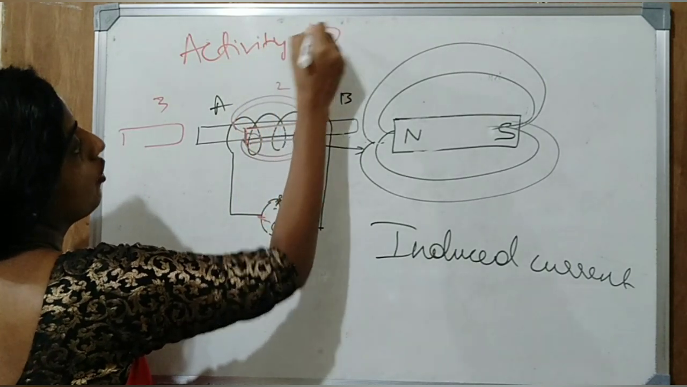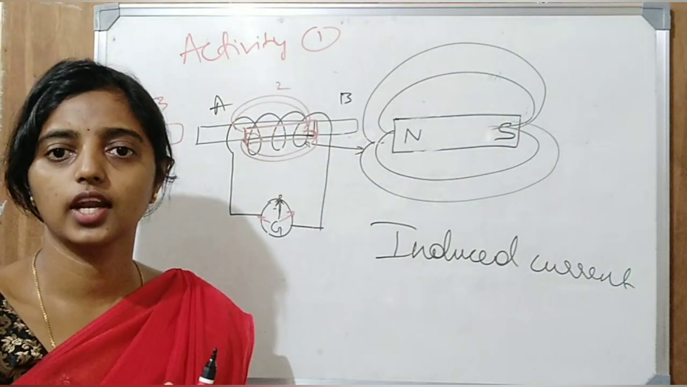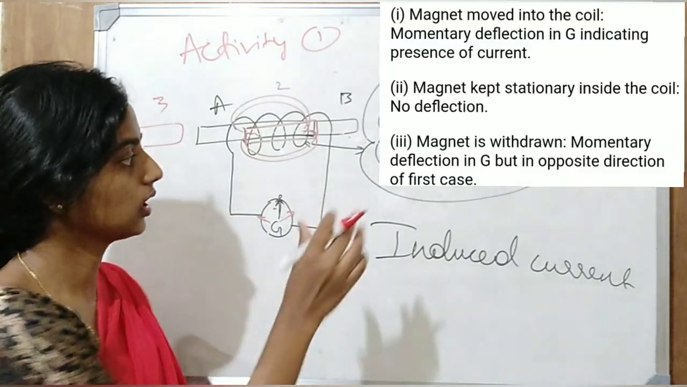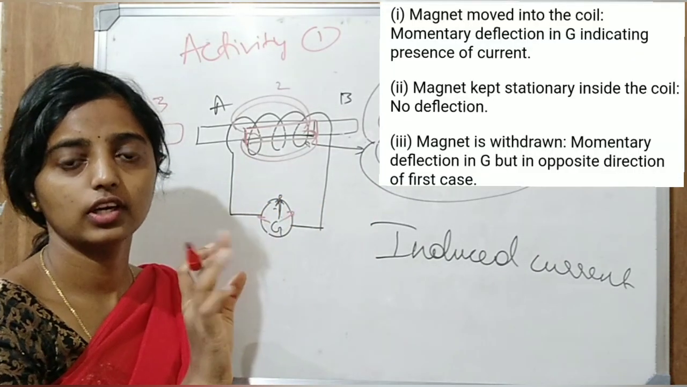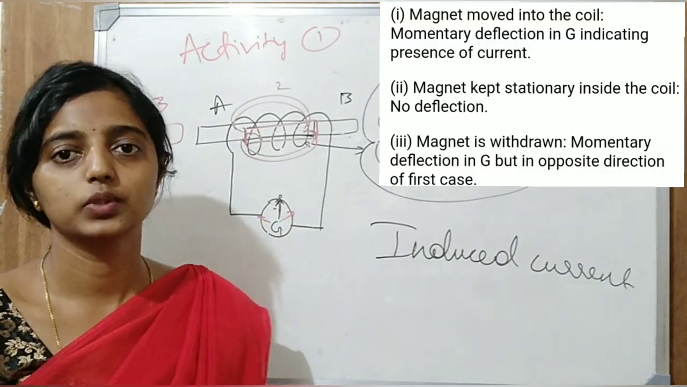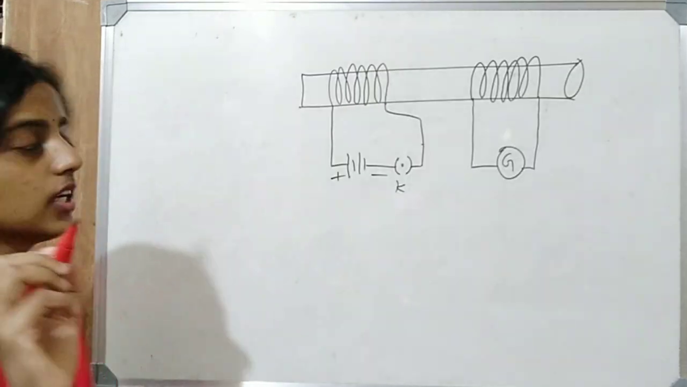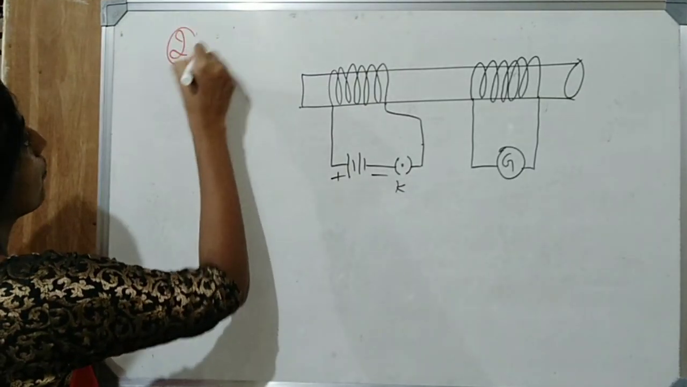Activity 1. From this we understood what is induced current, and we understood one complete 3 marks question. Okay, now let us move towards activity 2. Let's see what is activity 2.